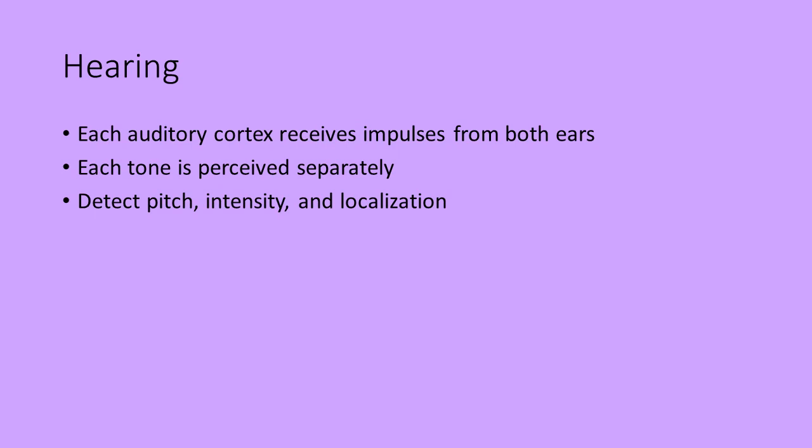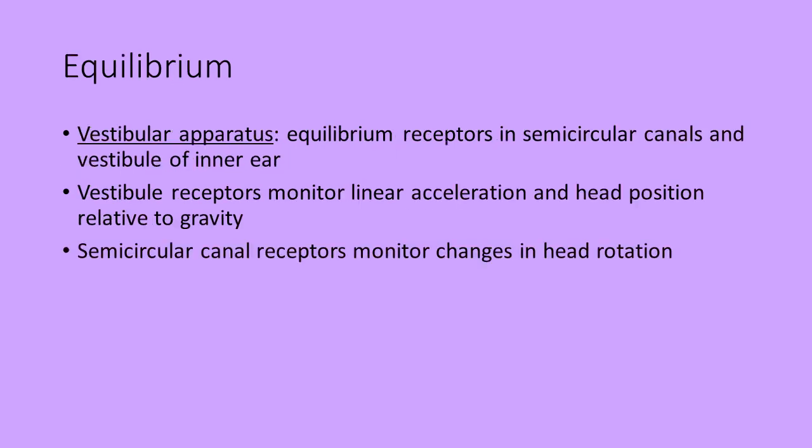So in order to hear, you are getting impulses from both ears. That's going to help you to localize where the sound is coming from. Each tone is going to be perceived separately. And then the brain has to analyze in the hearing section. It will analyze the tone, the location, the pitch, etc.